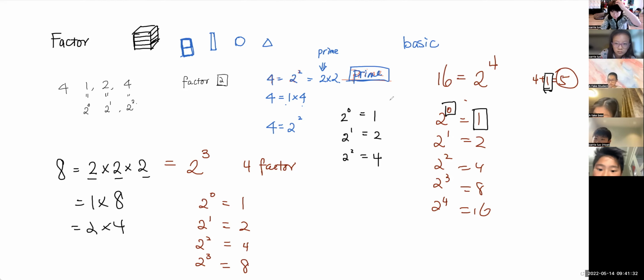Okay, so everybody, if you understand this one, I'm going to just move forward, okay? So for instance, we have 9, Violet, right? 9 equals what? 9 equals 3 times 3, also equals 3 squared. So very easy. How many factors does 9 have? Could you please tell me?